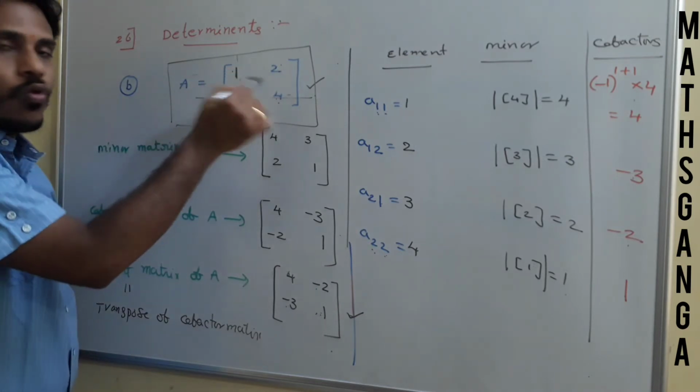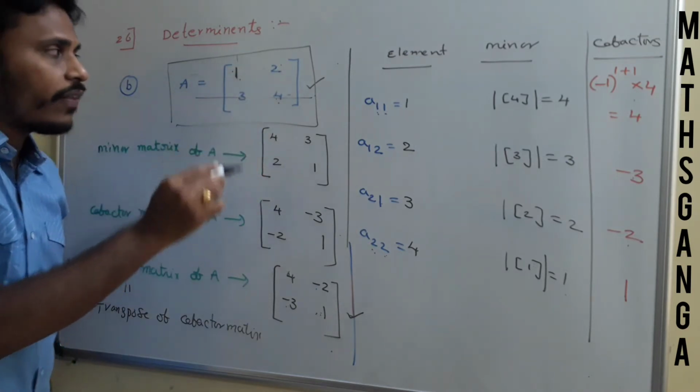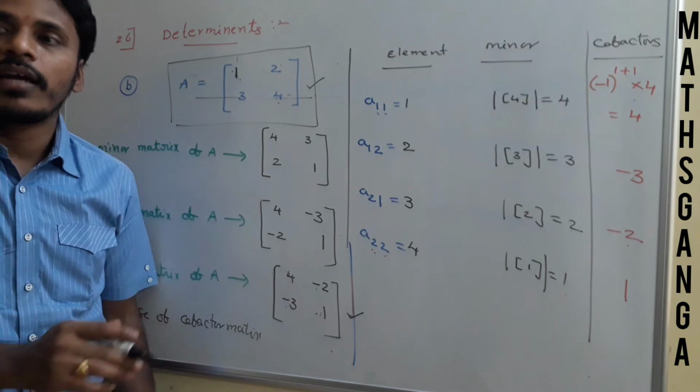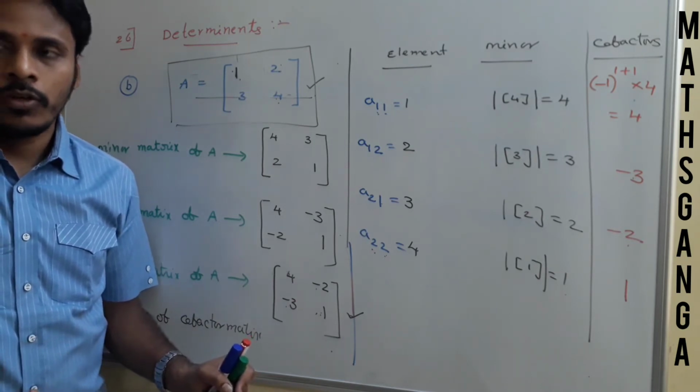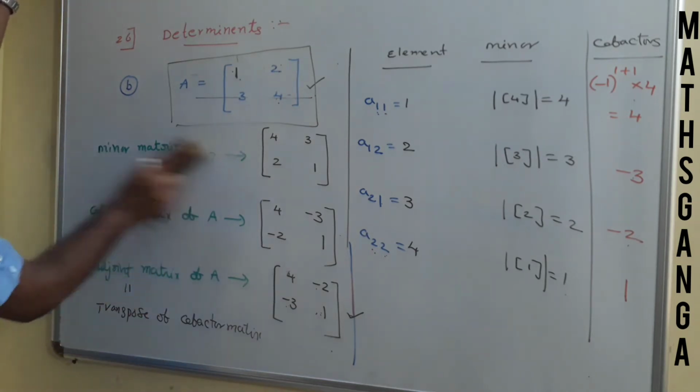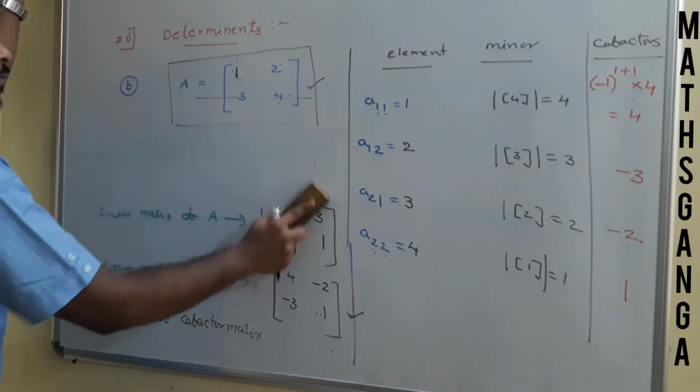take any row, and then simply multiply the elements of that row with their corresponding cofactors and just add. That's the determinant. Okay, once again I am mentioning, I will erase this. You just have a look. What is the minor matrix of A, cofactor matrix of A, and adjoint matrix of A, and then I am going to give you the definition of a determinant. Okay, right.